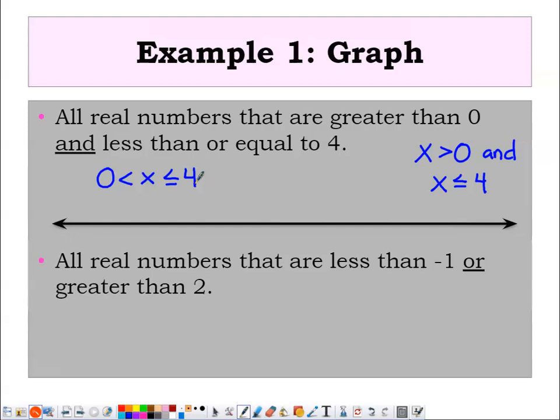Now we just need to go ahead and show that on a number line. So I'm going to go ahead and put some numbers. So we have 0 is here. 1, 2, 3, 4, 5. So we have -1. When starting out, I like to put the numbers down here.